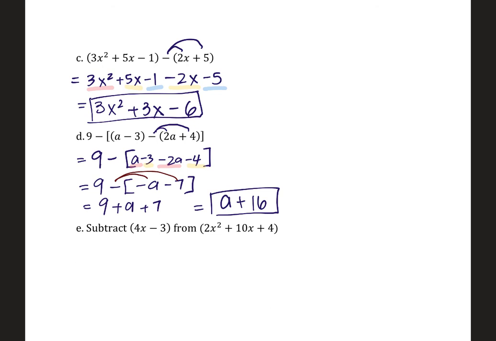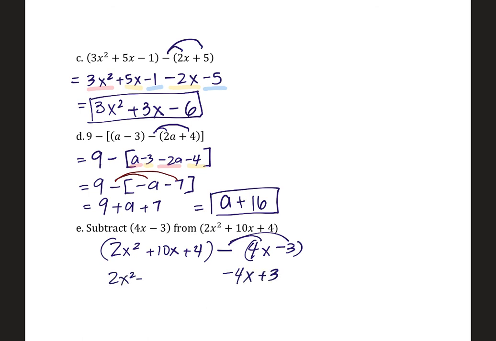So we have 2x squared plus 10x plus 4. We're subtracting 4x minus 3 from that. Okay. And then we follow the same rules. Once we set it up, it's easy. So we have to distribute that negative sign. So we have negative 4x plus 3. This one stays the same, 2x squared plus 10x plus 4.